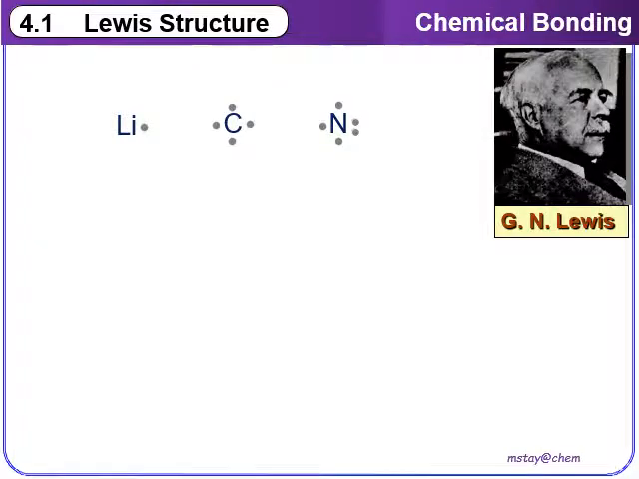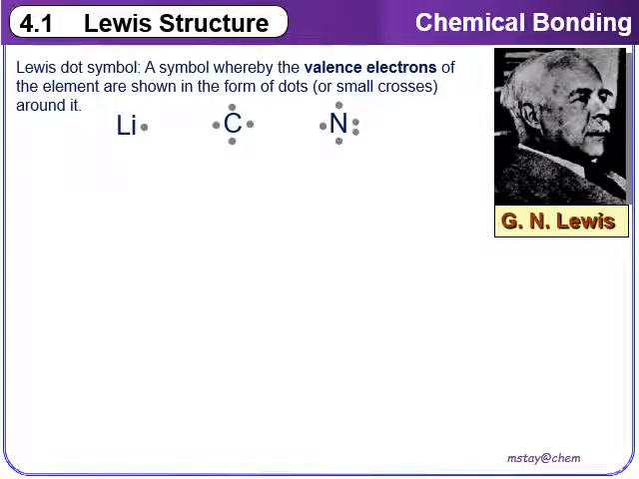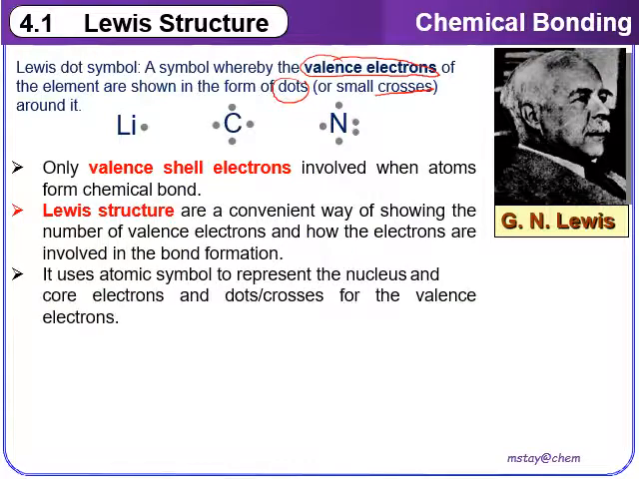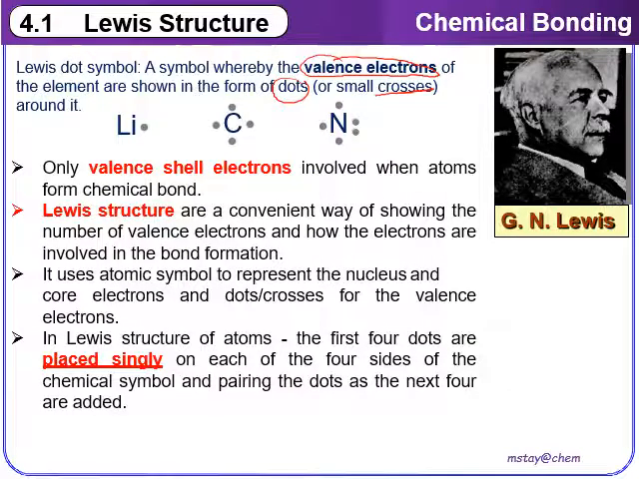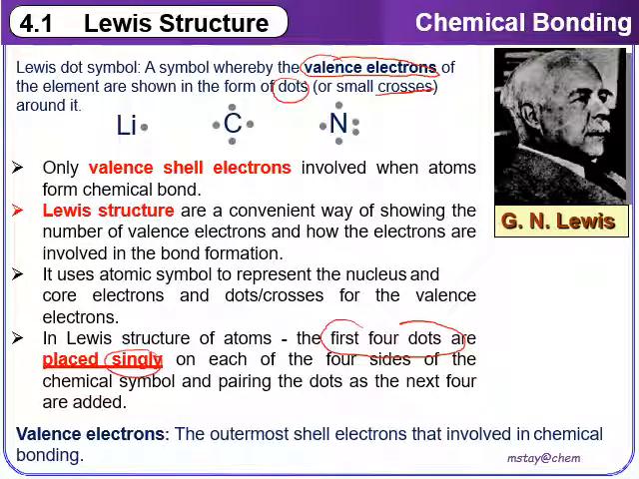Let's understand what is the meaning of Lewis dot symbol. Basically, it is a symbol that is going to show us the number of valence electrons, either in the form of dots or crosses. In the Lewis structure, the first 4 dots are placed singly on each of the 4 sides of the chemical symbol before we pair them.